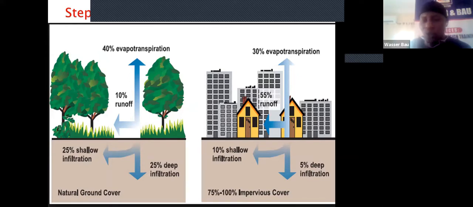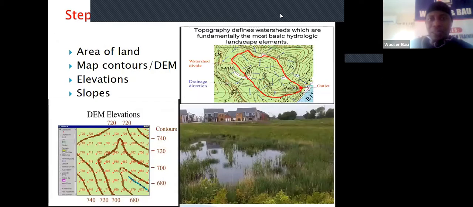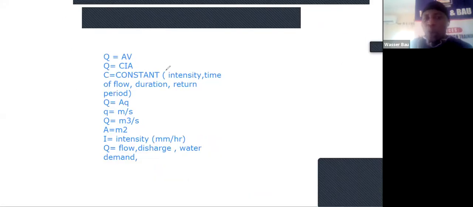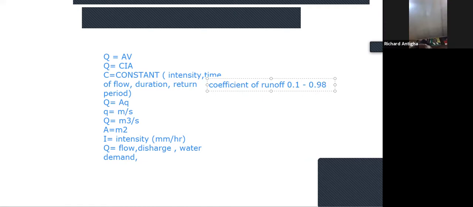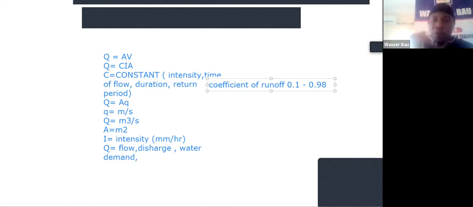There are other factors to consider, but as a rule of thumb, your percentage runoff is directly proportional to your C. Remember, we talk about C here. This is your constant. This constant is what we call the coefficient of runoff, and it's usually between 0.1 and 1. One is almost impossible, but let's say 0.98. So every surface has a different degree of coefficient of runoff.